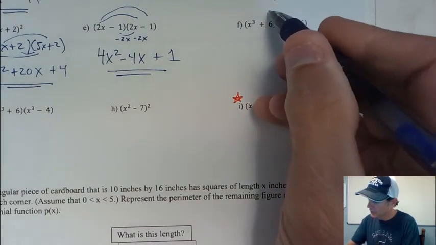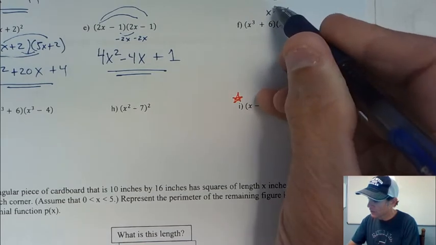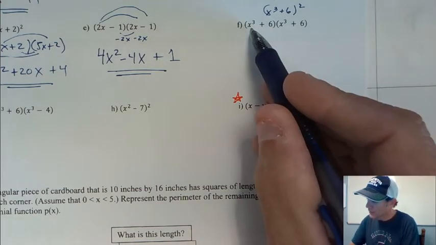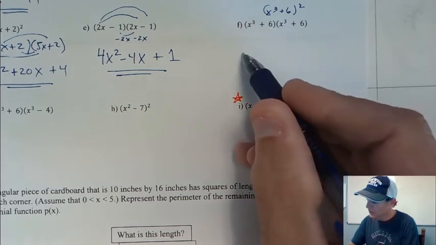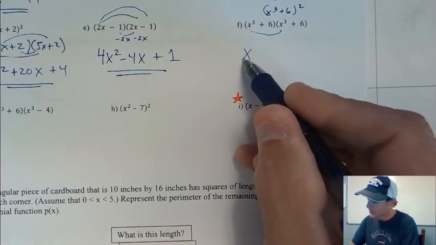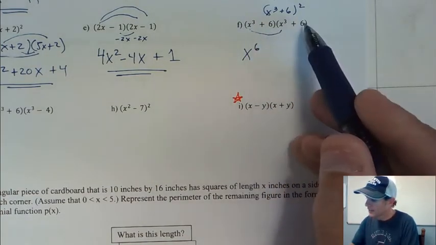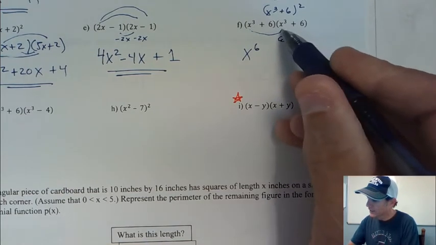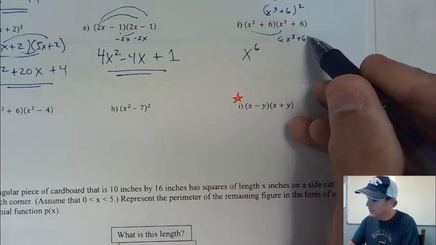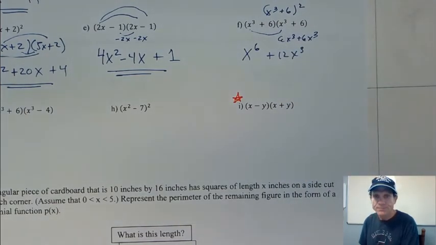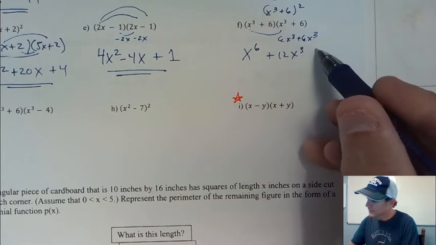It might have looked even like this at the start of the problem for some of you. It's just a squared binomial. So be careful when you take x to the third times x to the third. That's x to the sixth because of our power rule, or our exponent rules. Outside is 6x to the third. Inside is 6x to the third. So I have 12x to the third. And then last I have 6 times 6 is 36.